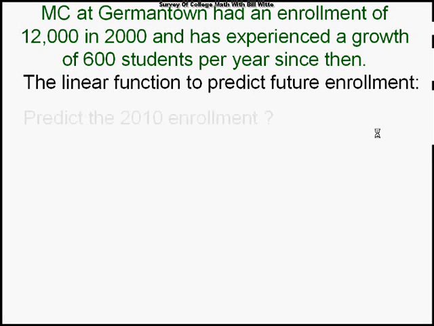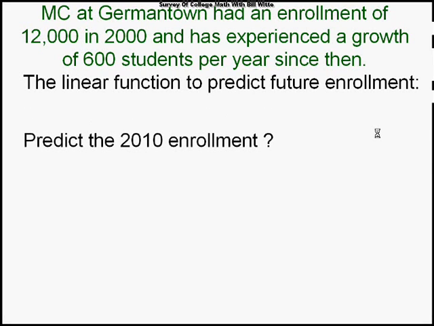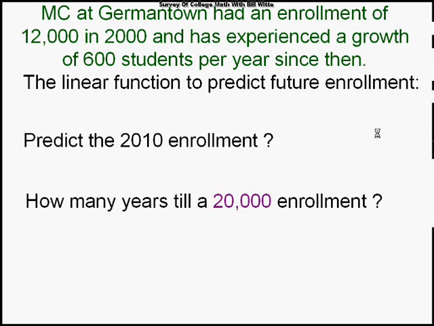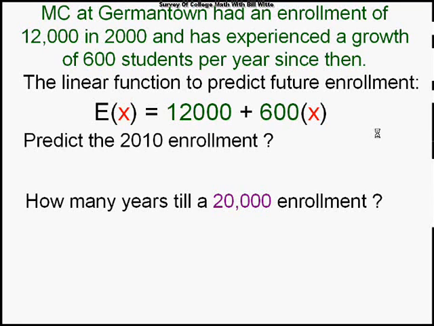We could predict future enrollment, and I'm going to expect you to be able to do something like that. Predict the future maybe in 2010, and even use that function backwards to tell me how many years it'll take till we have a 20,000 enrollment, till we're a huge school. Okay? What would we do? Perhaps I could be of some assistance.